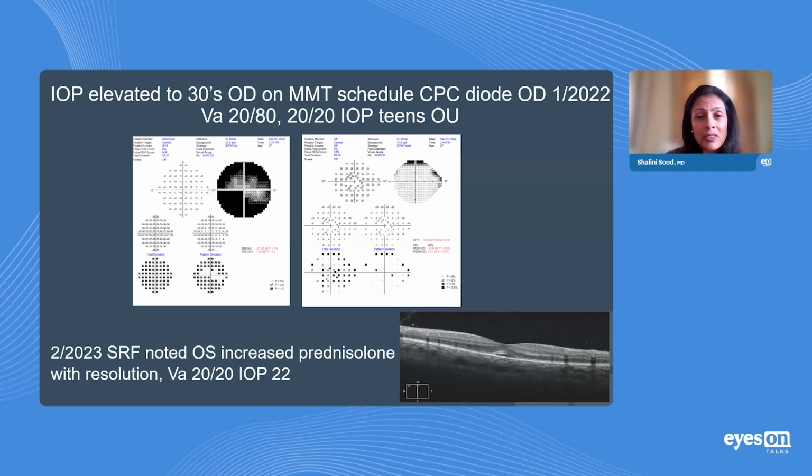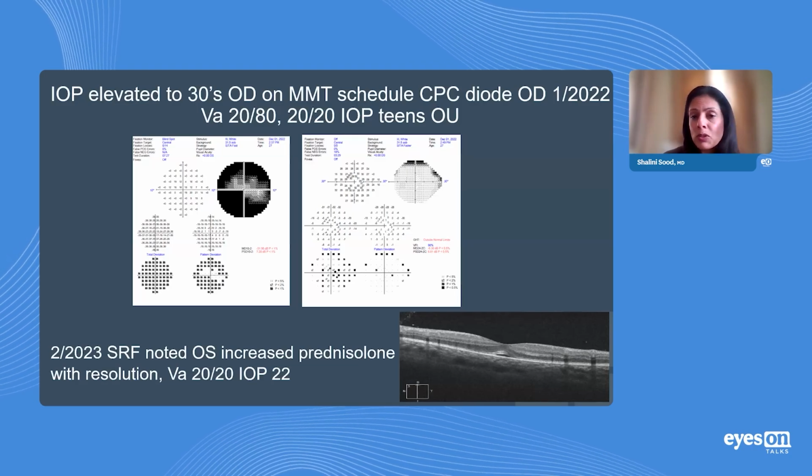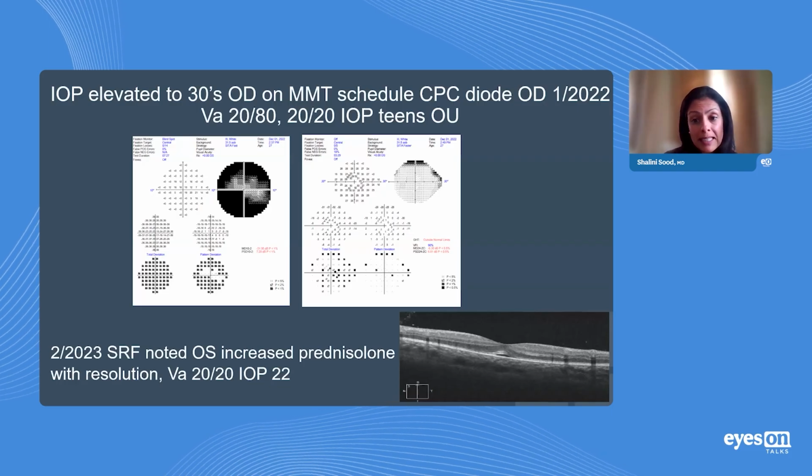You can see the visual field, right eye, just a central island that remains, and the left eye had some circumferential defects. At this point, her pressure was actually well controlled in the teens.